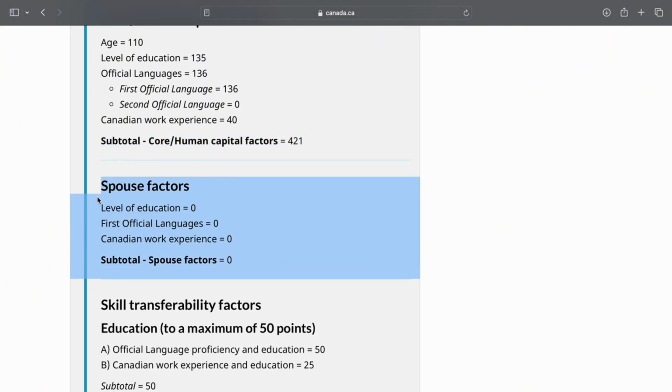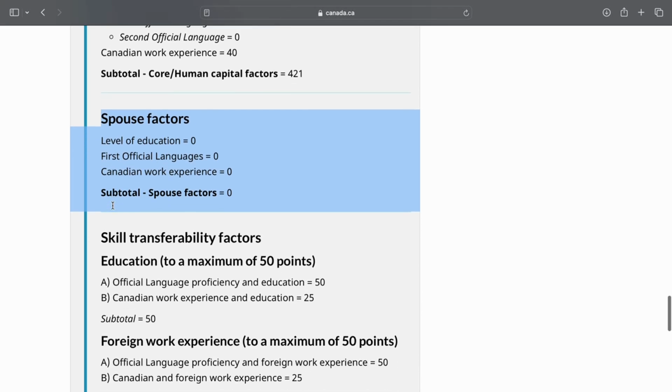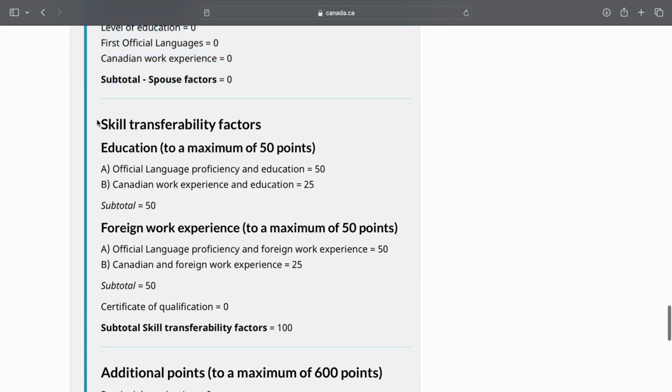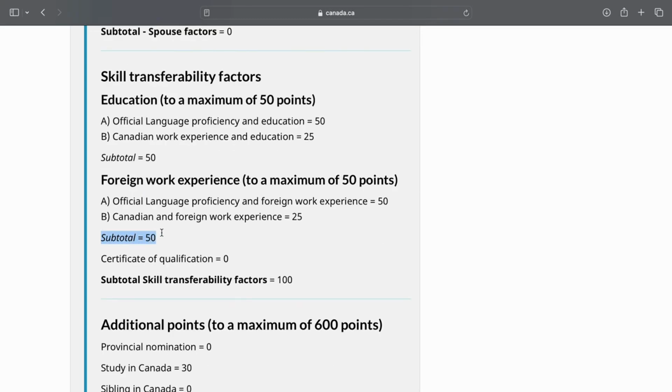For spouse factors, we selected single, so everything here is 0. And then we have skill transferability. Education plus language gives them 50 points. Education plus Canadian experience gives them 25 points. Foreign experience plus language gives them 50 points. Certificate of qualification, which we selected no, gives them 0 points. So the total here is 100 points.